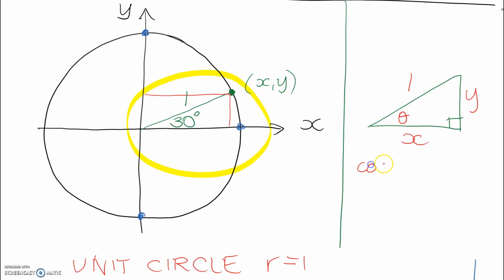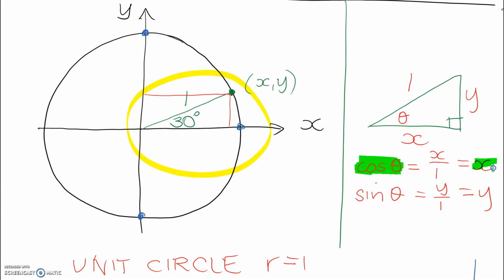Let's look at cos theta. So cos theta we know is adjacent over hypotenuse. Well, that's just x. Let's investigate sine theta. Sine theta, opposite over hypotenuse. Well, that's just y. So what I notice is that all my x values when I'm on that unit circle are going to be the same as the cos of the angle. And all my y values are going to be the same as the sine of the angle. So that's quite interesting.